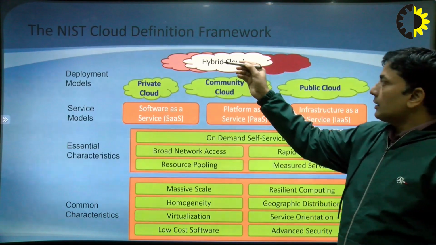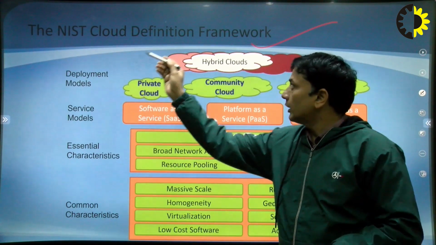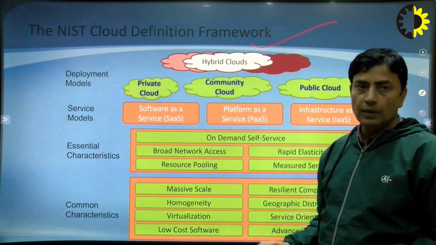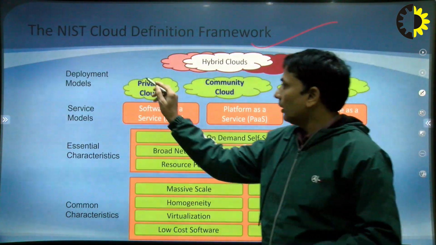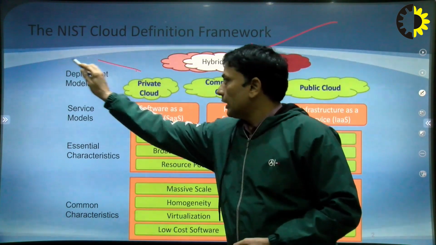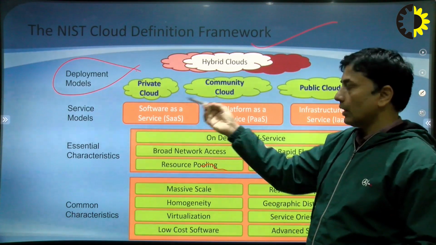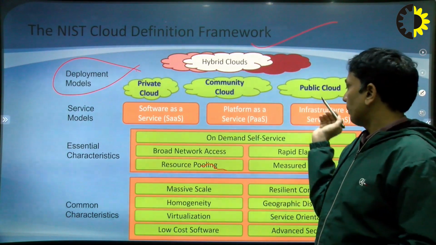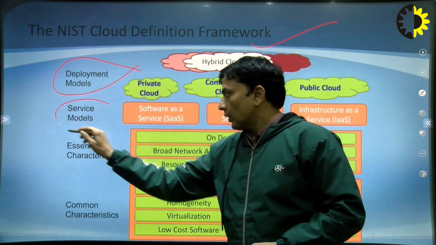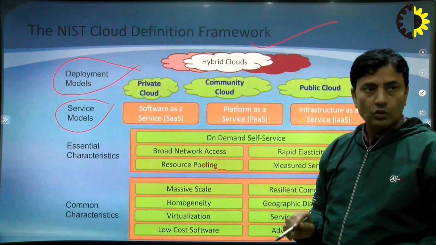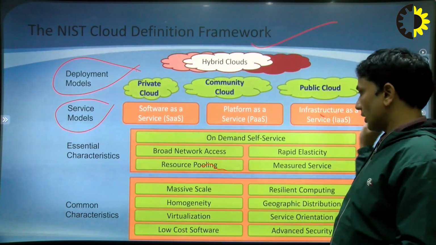This is basically the NIST Cloud Definition Framework. This framework is defined by NIST, the National Institute of Standards and Technology. At the top of this definition stack, the deployment models are there: private cloud, community cloud, public cloud, and hybrid cloud. The other is the service model, which means software as a service, platform as a service, and infrastructure as a service.